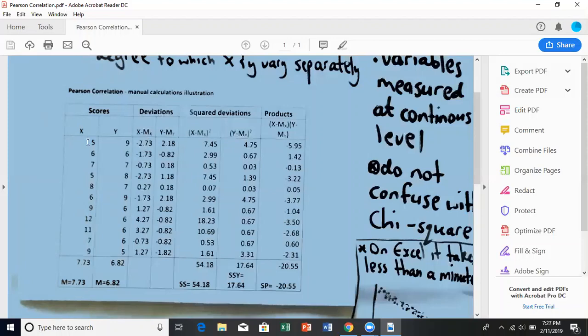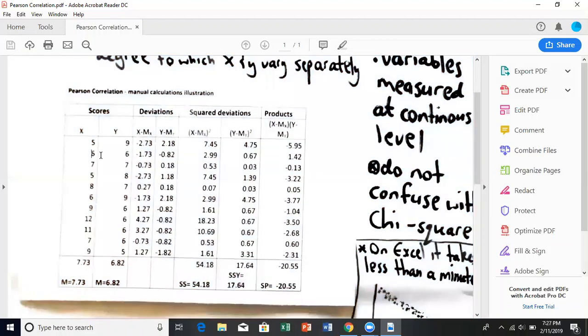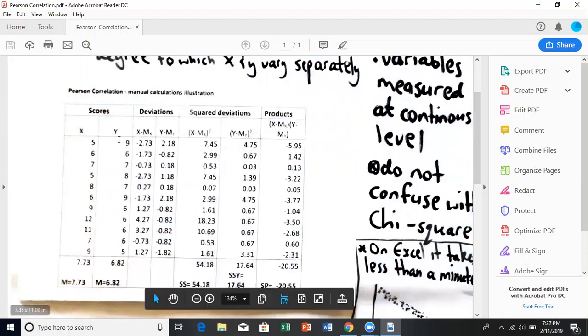So it means 5 minus 7.73 is minus 2.73. You do the same here: 6 minus 7.73, so you get this answer. And then 7 minus 7.73, you do that for this, like that. And then you go to Y, the deviation for Y as well. The mean for that is 6.82, so it's 9 minus 6.82. So you get these values.